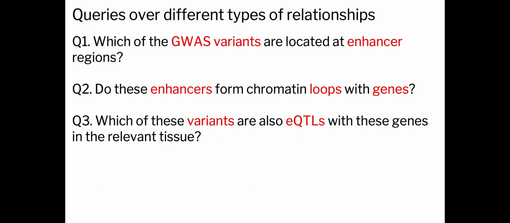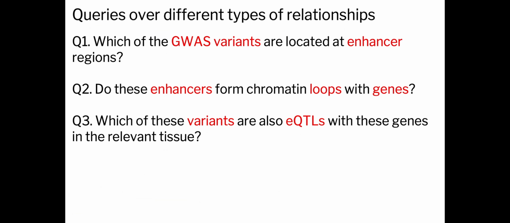Once things are in a machine-learning or computation-ready format, we can ask a lot of questions. For example, the first question: which of the GWAS variants are located at an enhancer? Then you have a list of variants and enhancers, and you can ask a follow-up question: do these enhancers form a chromatin loop with genes?